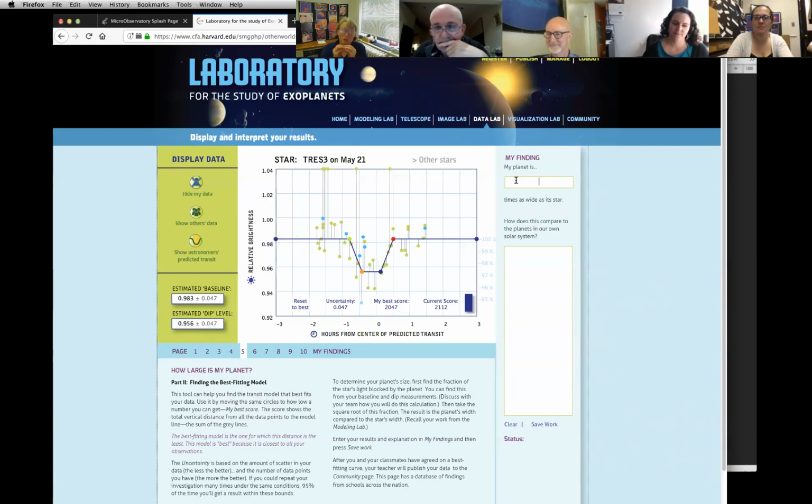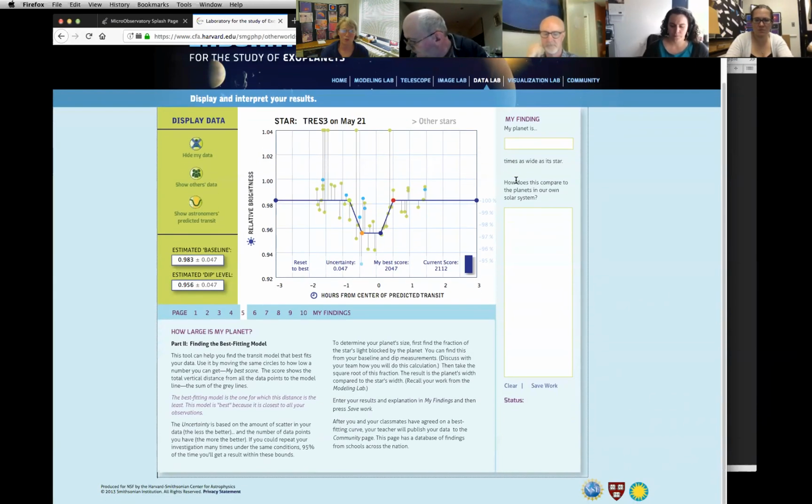So the ratio, according to our data, our results are that this planet is about 0.17 times the diameter or radius of its star. So it's pretty big. Jupiter's 10% of the radius of our sun. So if this TRES-3 is a sun-sized star, this is a really big, hot gas Jupiter. And so we'll type that in there, 0.17, and this is very big.